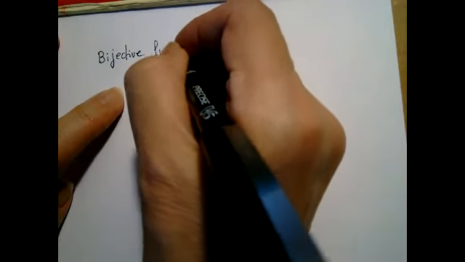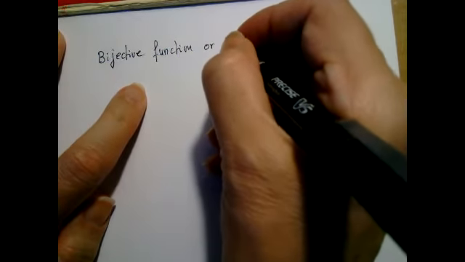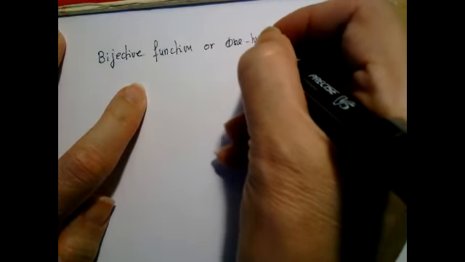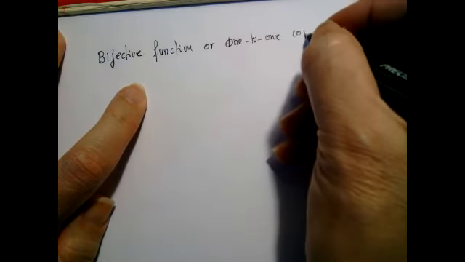Okay. Now, what's a bijection? So we defined the idea of a one-to-one and onto. Now, what's a bijection? A bijection is a function which is both one-to-one and onto. Okay, so definition. Bijective function, or one-to-one correspondence.